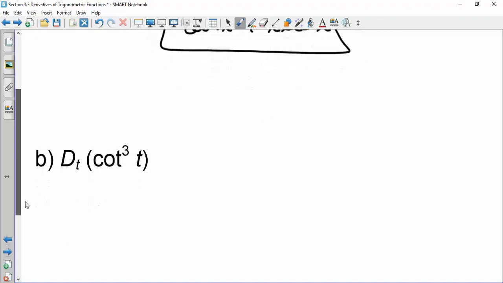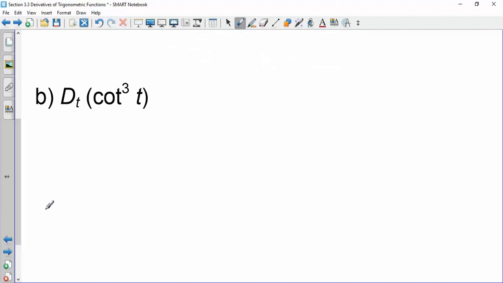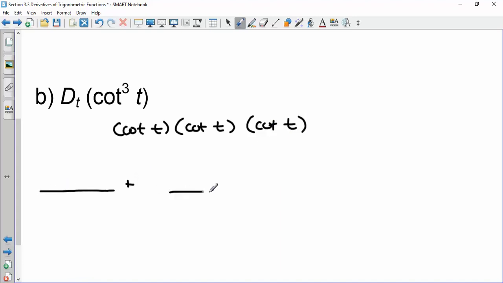All right, let's talk about b. If I have cotangent cubed, how am I going to have to write that? This means you have cotangent of t times cotangent of t times cotangent of t. So we have to do the product rule, but we will have 3 things. So you do one derivative at a time. Derivative of the first. What is the derivative of cotangent? Negative cosecant squared x. And the other two stay the same.